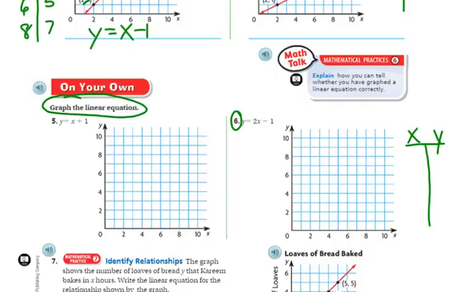Within that summary, you're going to absolutely want to include the steps that we identified back on the first page that you want to work through. Equation, X, Y chart or table, ordered pair, and graph. Make sure those are in your summary. Write a good, strong question.